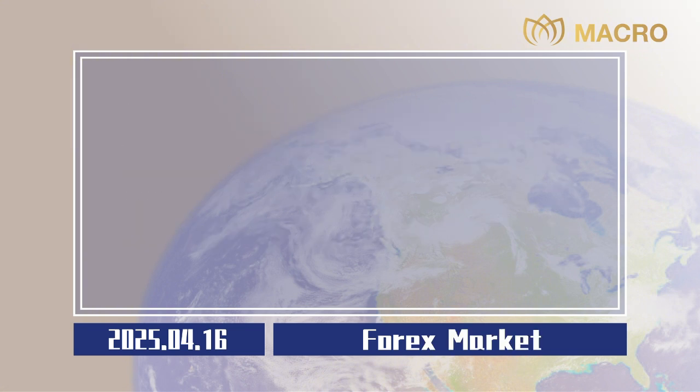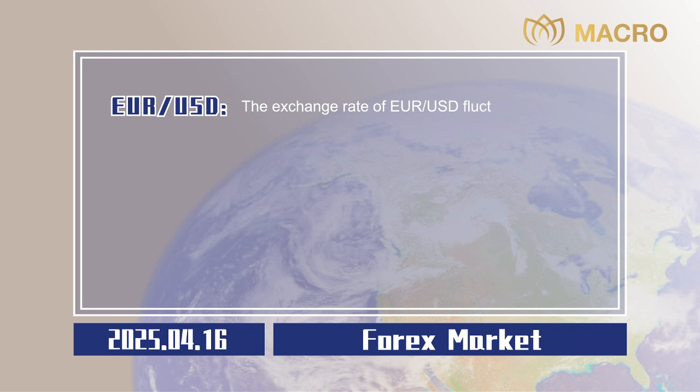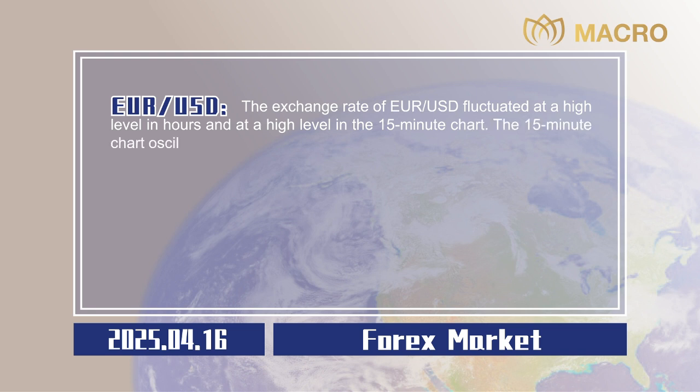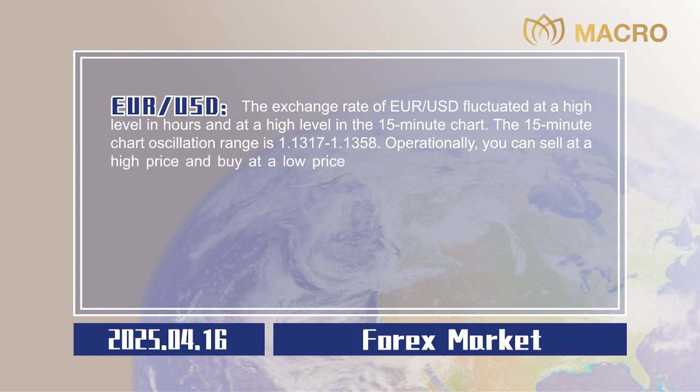Forex market. Euro to US dollar. The exchange rate of euro to US dollar fluctuated at a high level in hours and at a high level in the 15-minute chart. The 15-minute chart oscillation range is 1.1317 to 1.1358. Operationally, you can sell at a high price and buy at a low price in this range.